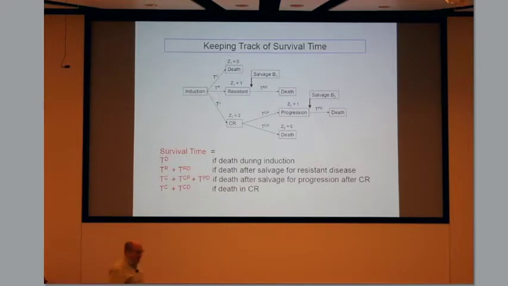So the starting point of all this analysis was drawing this picture and writing down the random variables, which are the transition times, they're random, and their indicators of what happens. You see, there's a Z1 for what happens in induction, and a Z2 for what happens after the patient achieves CR. So the T's and the Z's are outcomes, and the things that are controlled by the physician are induction and salvage. This is an example of a dynamic treatment regime.